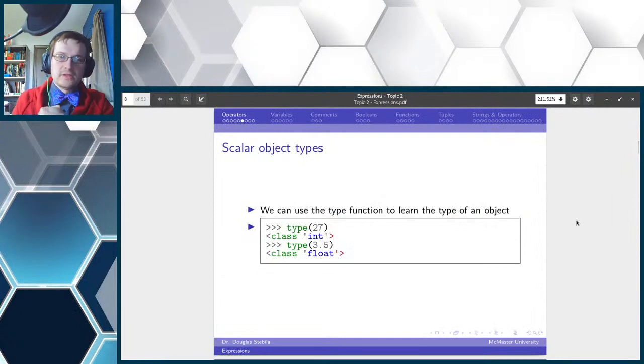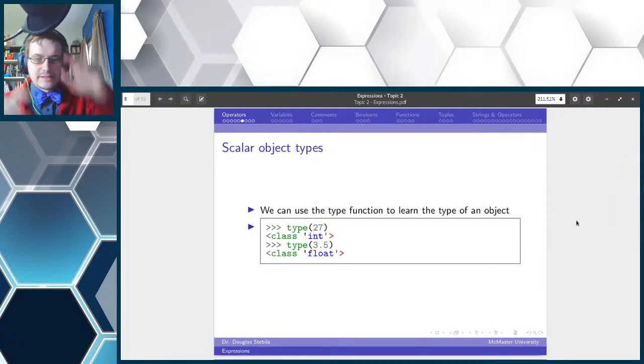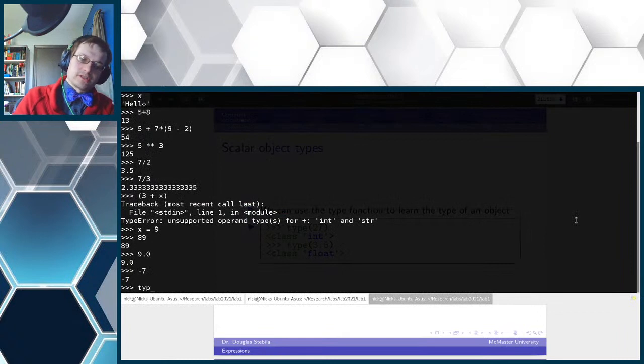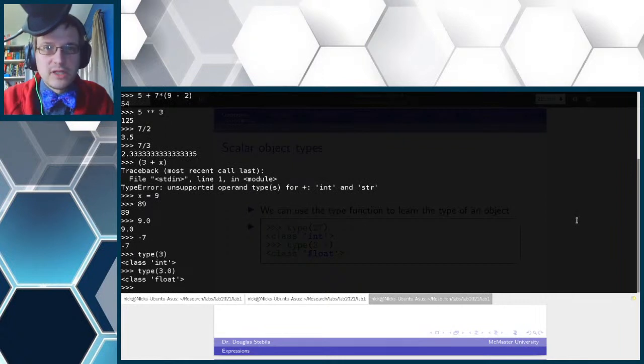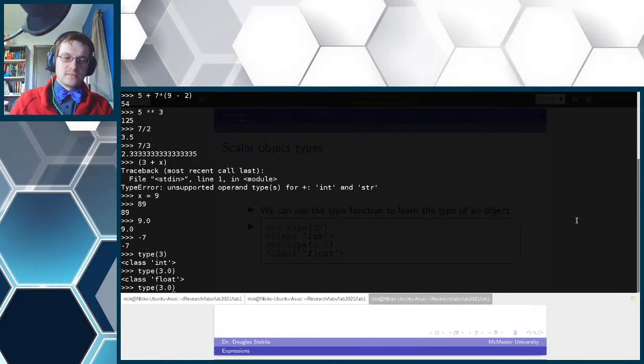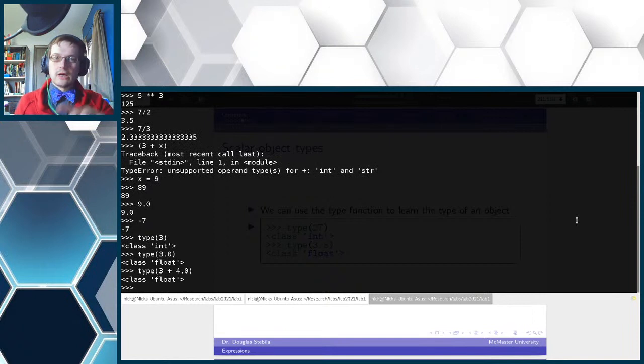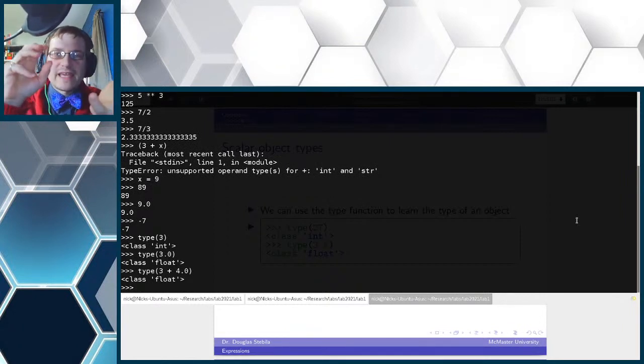So, you can learn what type something is by using the type function. So type of 3 is class integer. Everything's a class because this is object-oriented programming. 3.0 is a floating point number. So here's a question. What's 3 plus 4.0? That's a float. So floating point representation is kind of like an amoeba that absorbs anything it touches.